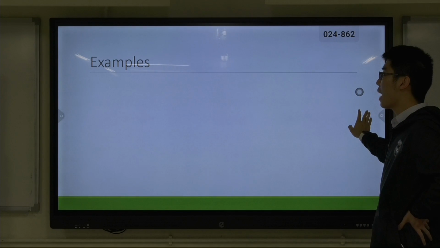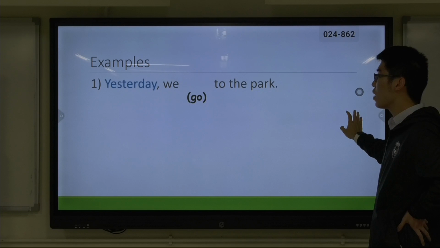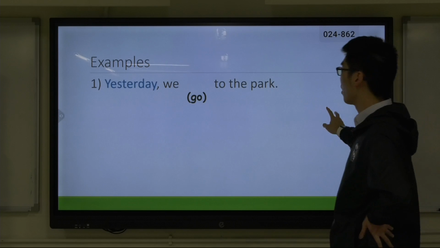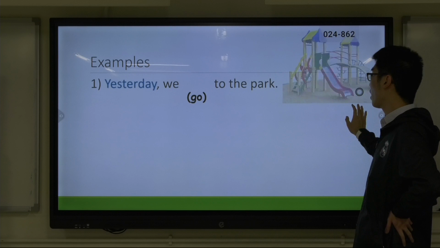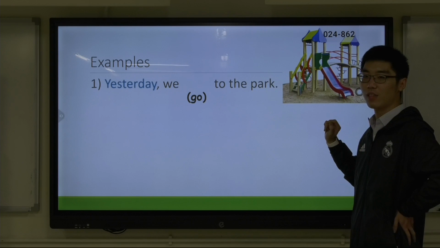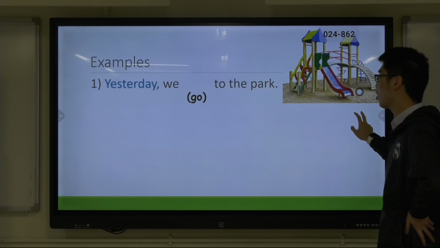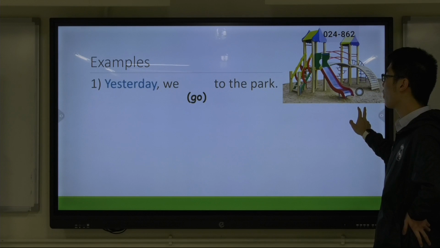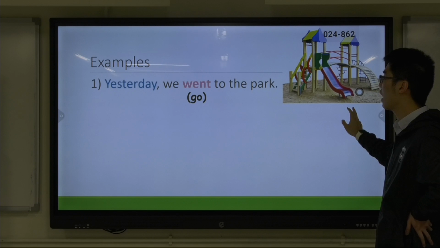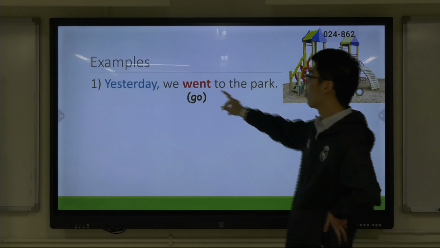When we teach about past tense, so yesterday we go to the park, okay? So do you know what is the answer? I give you 3 seconds, okay? So yesterday we go to the park, we went to the park, okay? Go changes to went, okay?